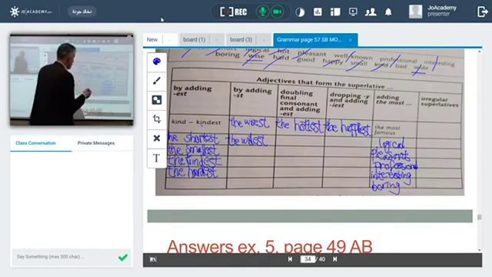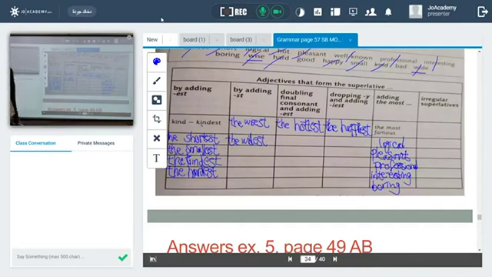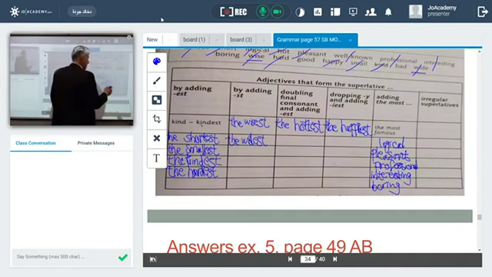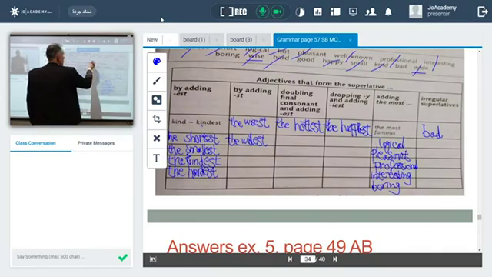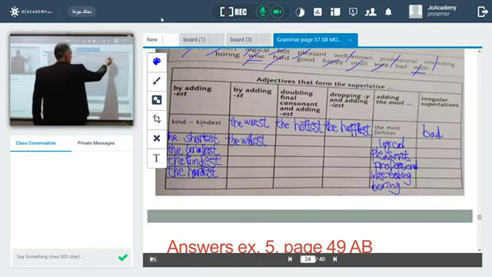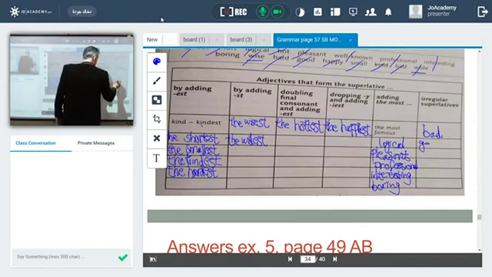Okay, so we have the irregular comparatives. We have bad, okay, we have bad, and we have good, and we have well-known.